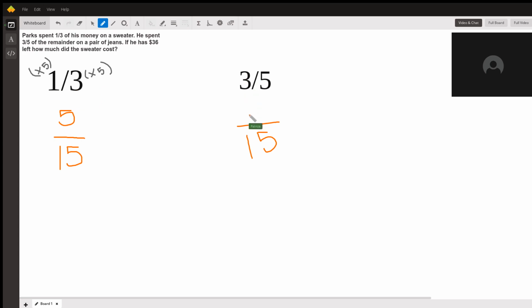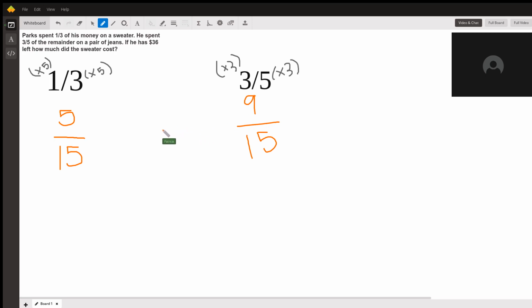Now let's go over here and do the same thing. How do I get this 5 to a 15? Well, I had to multiply this 5 by something to get 15. What did I multiply it by? I multiplied it by 3. So what I do to one side, I must do to the other. So this times 3 gives me 15. And 3 times 3 gives me what? 9. Good. So now I have 9 over 15.